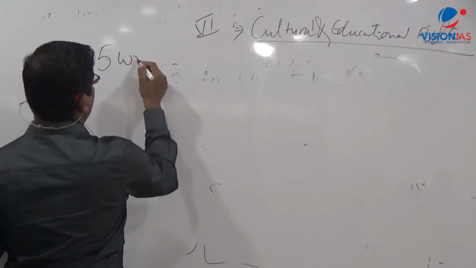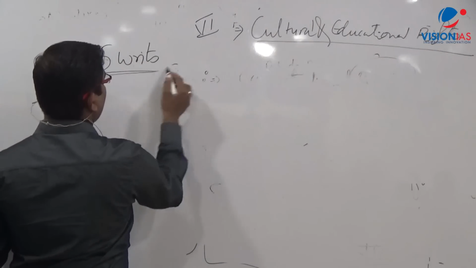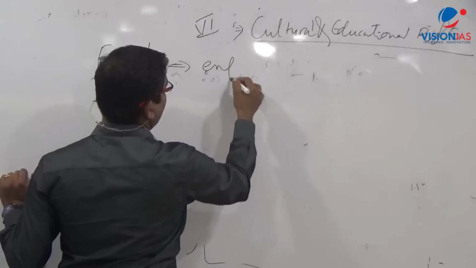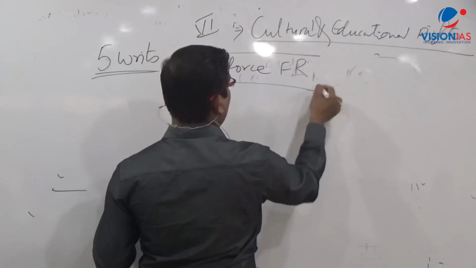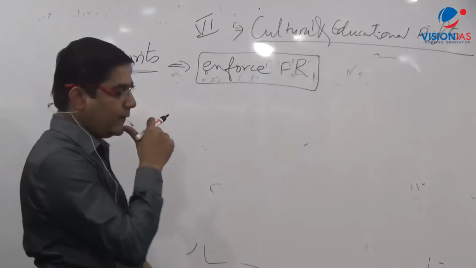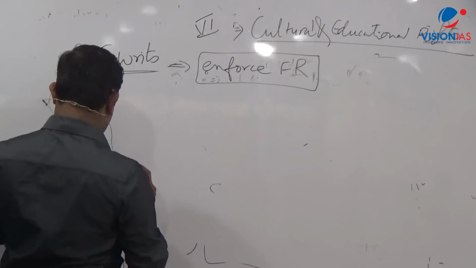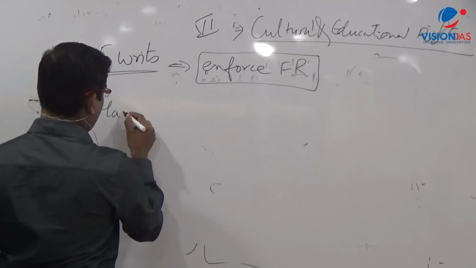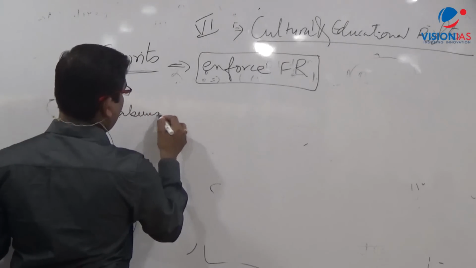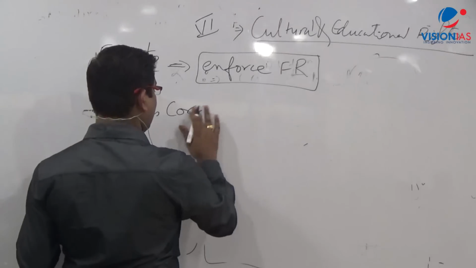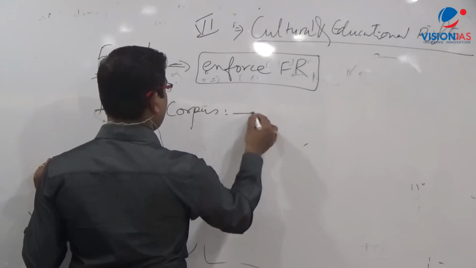Five writs. First, remember that these writs are issued in order to enforce fundamental rights. This is to enforce the fundamental rights. Now, there are 5 categories of writs. First is habeas. Just see the spelling. Confirm कर लेना. Okay, ठीक है.